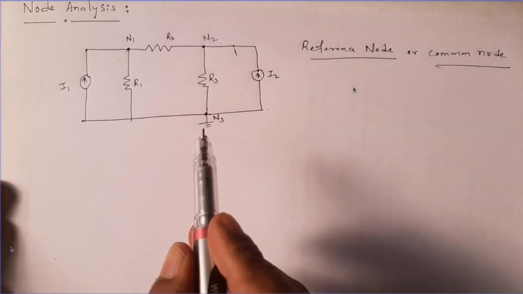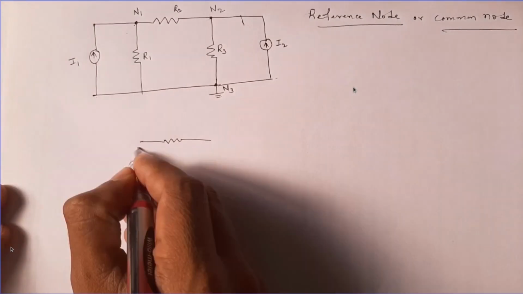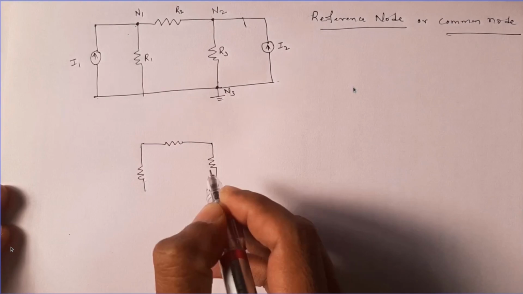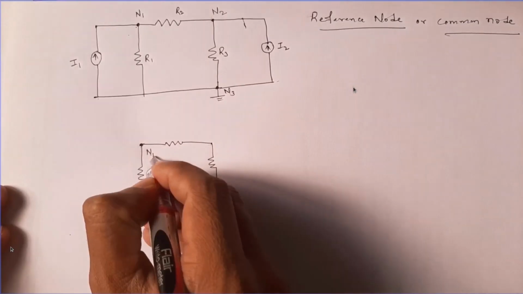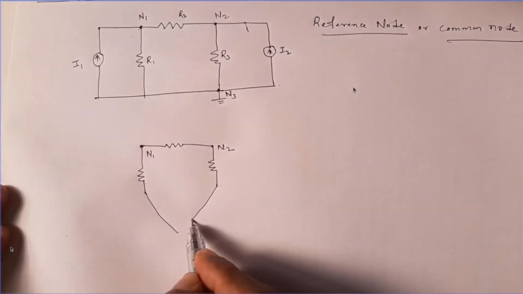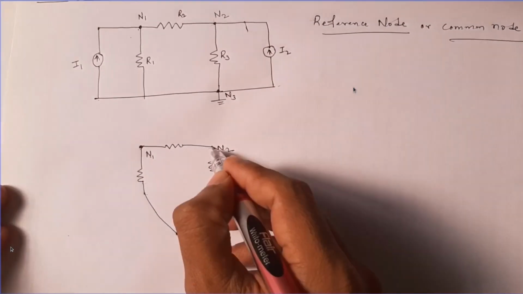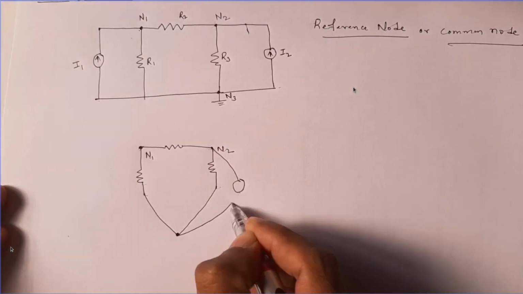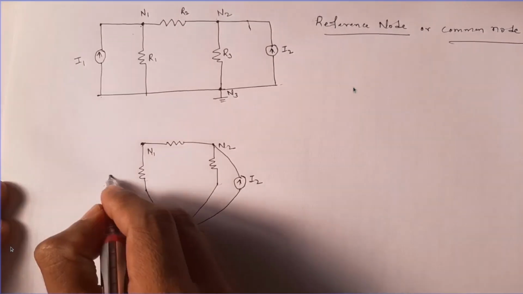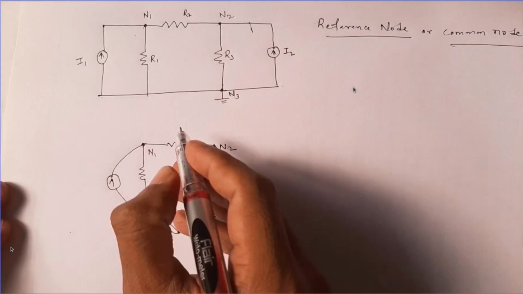For example, if I redraw this network, there is R2 here, there is R1, and here there is R3. Now dear students, this is N1, this is N2, and look at this, R2 and R3 are both connected together. And I2 is connected here too, this is I2, and I1 is also connected here, this is I1. This means the above network can be redrawn like this.